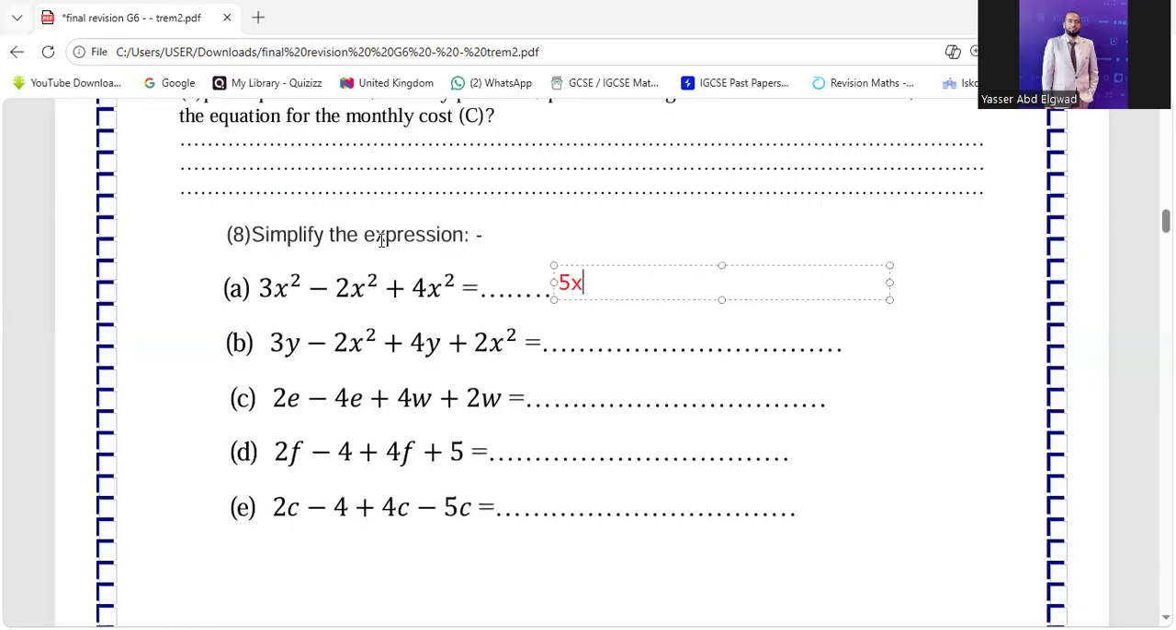Don't add the power, because if you add 1 bottle plus 1 bottle, we can't say bottle power 2. You leave the name. Don't add them. And the next one.